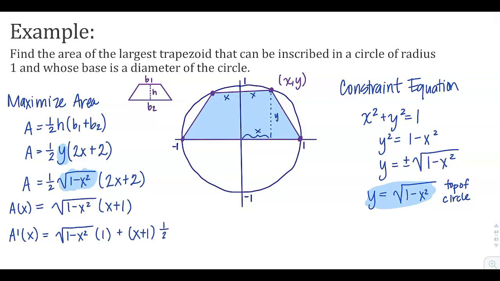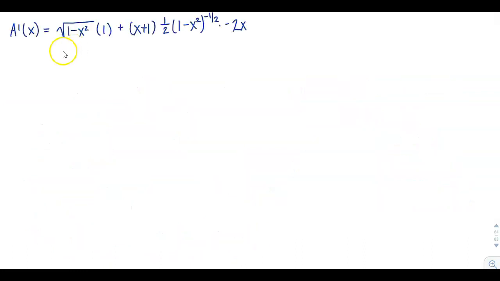So I have 1/2, (1 minus x squared) to the negative 1/2, times the derivative of the inside, minus 2x. So now it's a matter of simplifying this derivative so that we can find critical values. So let's go ahead and simplify this. We get the square root of 1 minus x squared for the first term, plus, let's see, the 1/2 and the 2 are going to cancel.